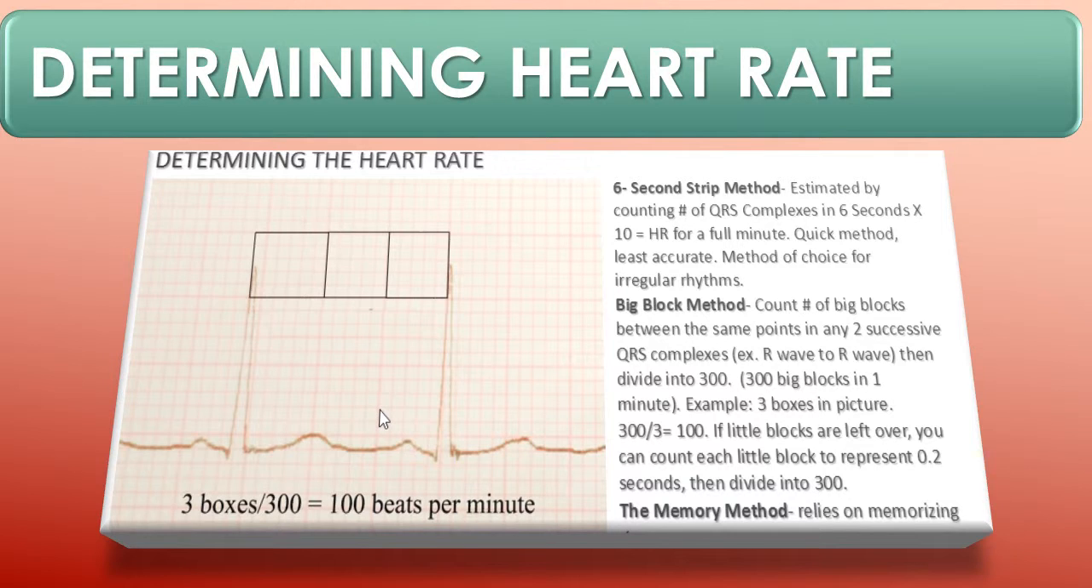Okay, so you may go from R wave to R wave. You divide that number you find into 300. So we have 3 boxes here. So we're going to take the 300, divide by the 3 boxes, and we are determining that there's 100 beats per minute happening. If little boxes are left over, you can count each little box to represent 0.2 seconds. We're talking about baby little boxes here. Then divide that into the 300 as well.